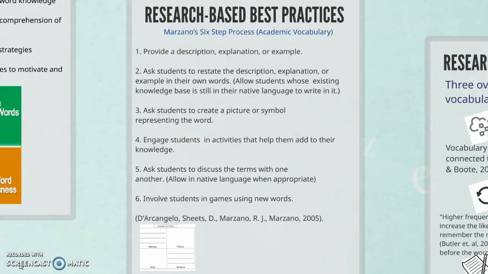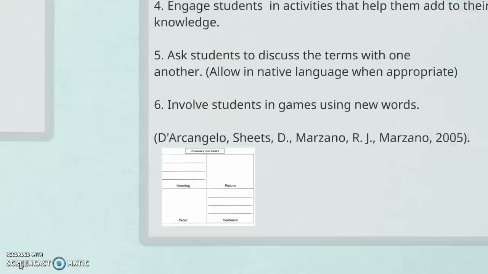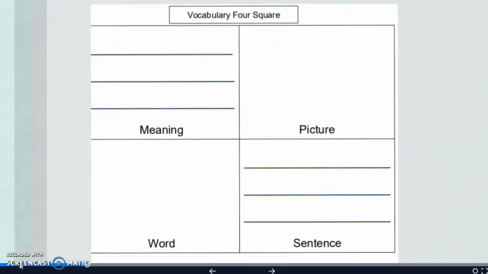And then you can engage them in different activities like acting it out, to solidify their learning, and then you can ask students to discuss it with each other in their own words and use their native language when appropriate. And then you can also create different word games to develop word consciousness and to help them acquire new learning. Here's an example of a vocabulary Foursquare sheet that helps students go through the 6-step process. They can save this in a vocabulary journal or vocabulary folder to refer back to.